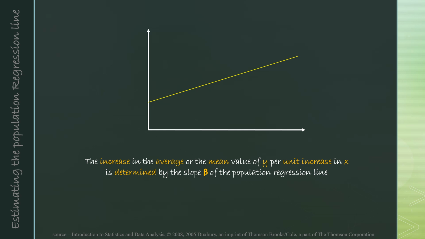The increase in the average or the mean value of Y per unit increase in X is determined by the slope beta of the population regression line. The y-axis intercept alpha determines the mean value of Y when X equals 0.